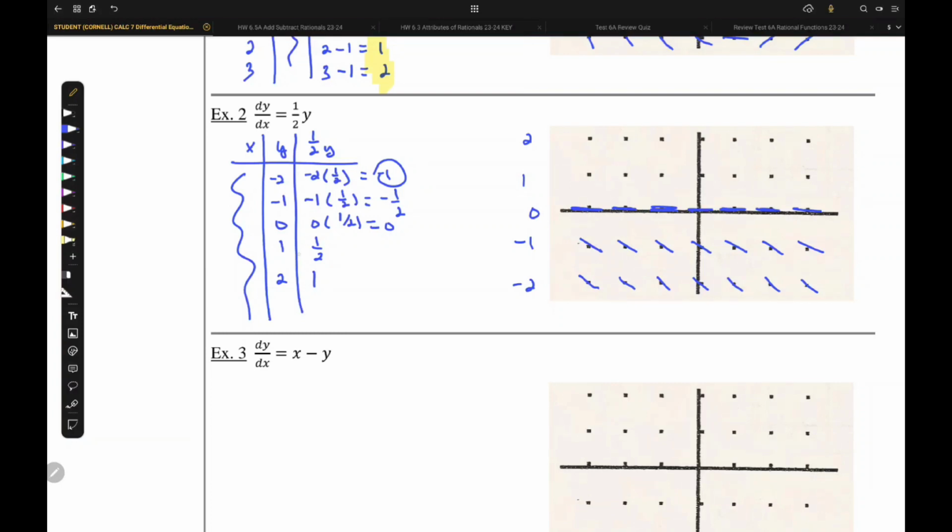When we go to a y value of 1, our slope's 1/2. So it looks like it's getting maybe about like that. And when we get to 2, our slope is 1, so a little steeper. Okay, so there's our slope field.